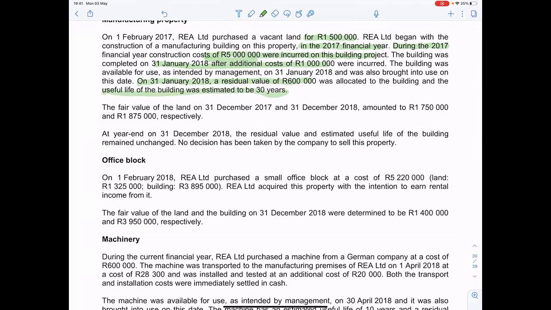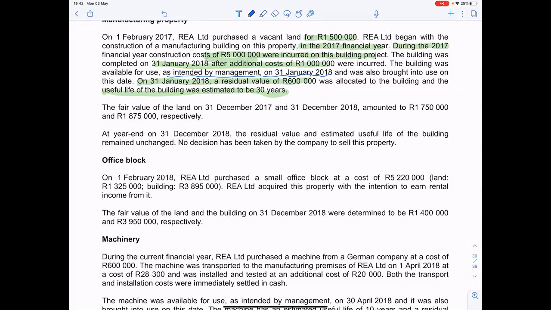So we need to take note. The date that we are going to start to charge depreciation is when the asset was ready for use. So it means that in 2017, there won't be any depreciation. There's only going to be an addition of the land, but no depreciation of the building. There's an addition of the land and also an addition of the building, but no depreciation. Why? Because the asset was not yet ready for use. Then the asset was ready as intended by management on the 31st of January 2018. That is the date that we are going to charge our depreciation.